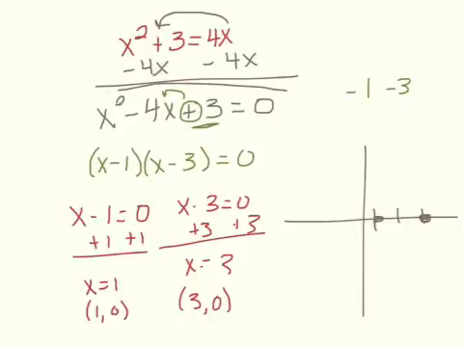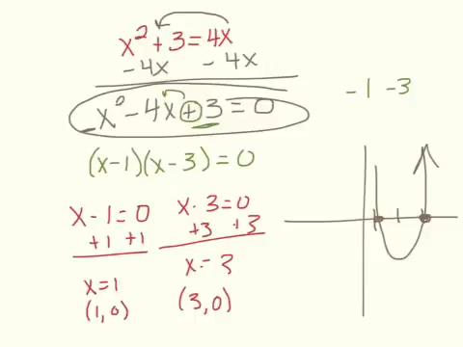Looking at standard form right here, the leading term is positive, which means my graph is going to look something like this. So our goal here: put the equation into standard form, factor if it's factorable, then set each factor equal to 0 and solve.